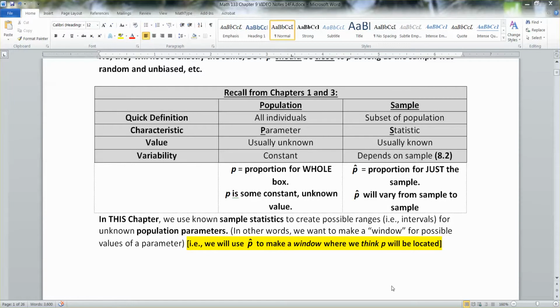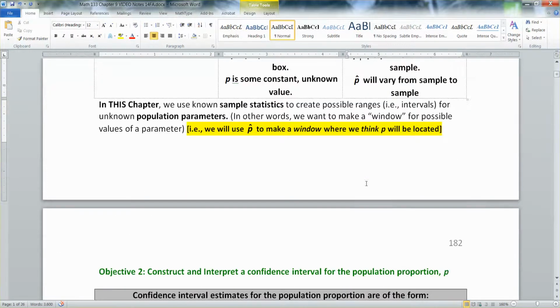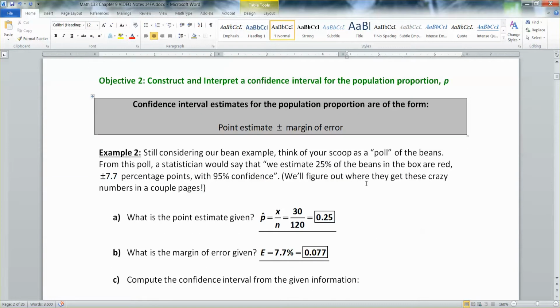So we know now in theory that the whole point of Chapter 9 is to take a sample value and estimate a population value, because usually you don't have access to the whole population, right? Seems sensible. Okay, so if that's the case, let's look at how we construct this window that we were talking about on the previous page.